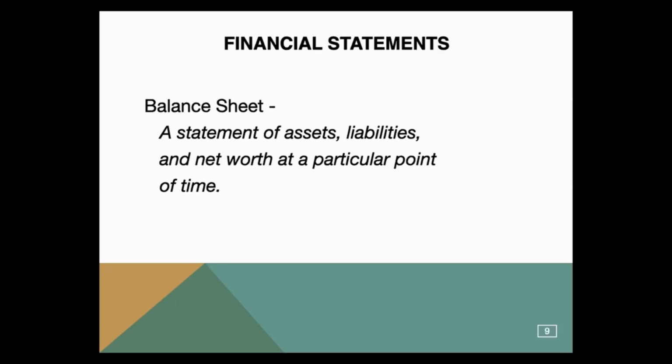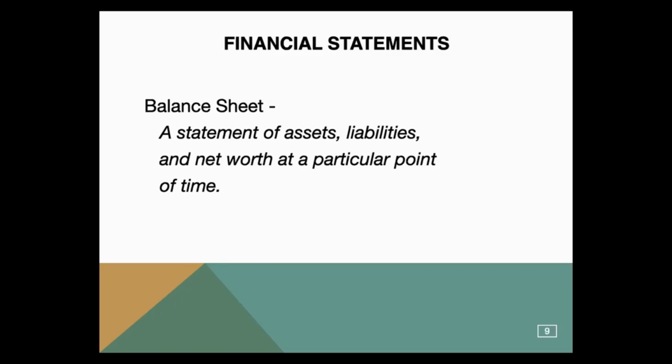By definition, a current asset is an asset that we can liquidate. Liquidate means turn into cash. An asset that we can liquidate within 1 year or less. Current asset. Long-term asset is an asset that on average takes more than 1 year to liquidate.